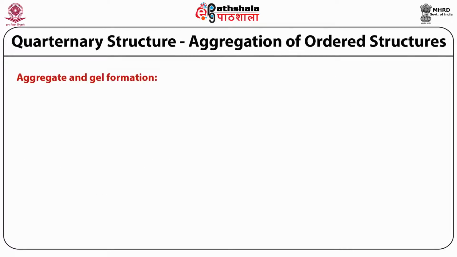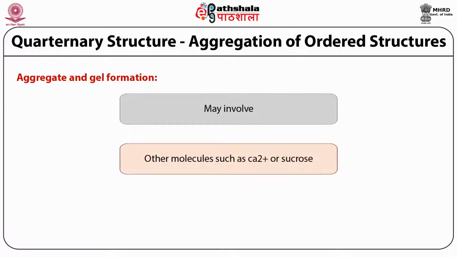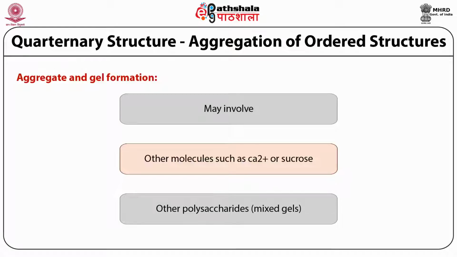Quaternary structure is the aggregation ordered structure. Aggregate and gel formations may involve other molecules such as calcium 2 plus or sucrose, other polysaccharides, and mixed gels. So this kind of conformation may be possible in case of quaternary structure.